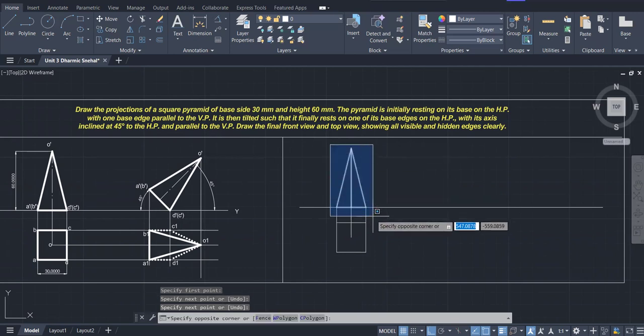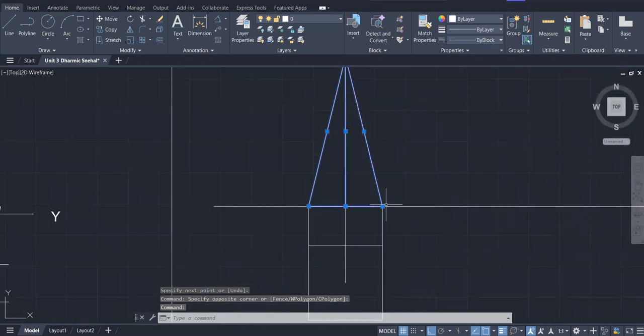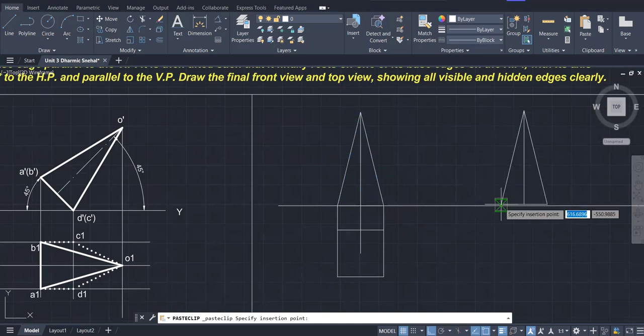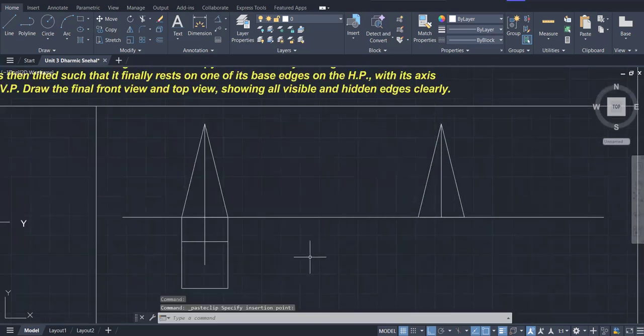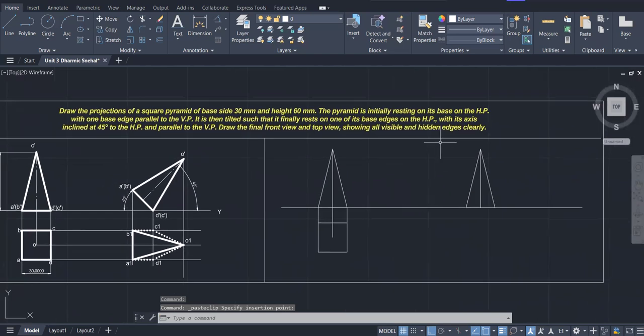Now select all these lines, copy them and paste them beside this shape. And then rotate this by 45 degrees as it is mentioned in the question. If the shape is in HP, then we use 45. As it is mentioned in VP, then we need to use minus 45.